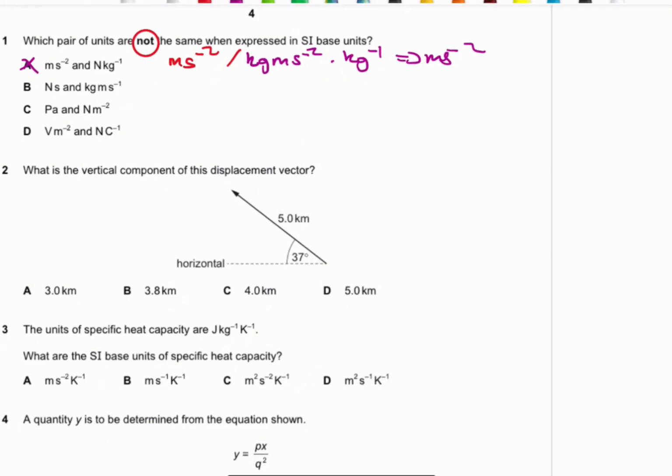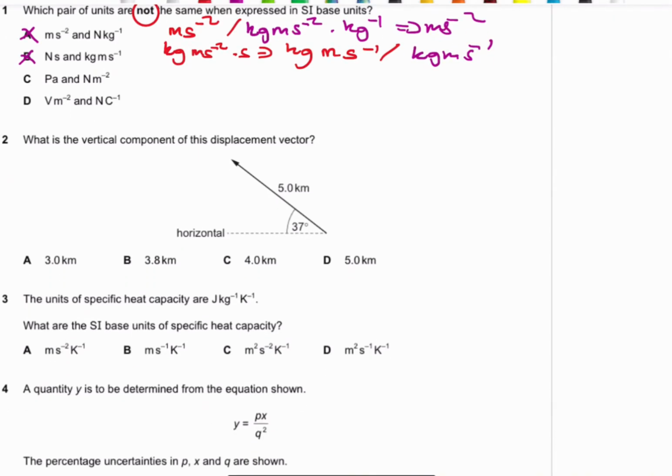B is saying kg. Okay, so it's kg ms to the power of -2 multiplied by s, which is kg ms to the power of -1. But already here we're given again kg ms to the power of -1. So we're already given kg ms to the power of -1, so it cannot be B.